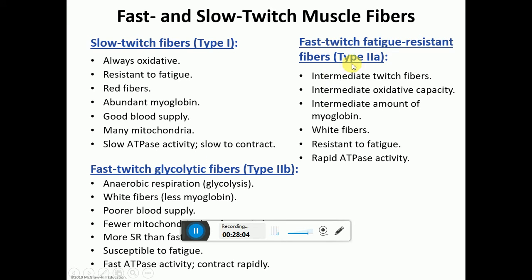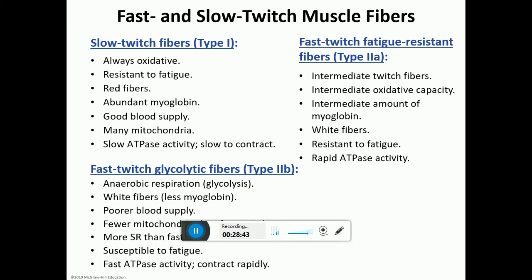Compare that to these type 2 muscle fibers. They're both fast twitch. One of them is fatigue resistant and one of them is glycolytic. So I'm actually going to talk about the type 2B first. Those are the muscle fibers that lead to those fast twitches. Going back to reflexes, in a case of emergency that leads you to leap away, that would be your fast twitch glycolytic fiber that did that. They are white fibers, because they have less myoglobin, which tends to give that red color to muscle fibers.